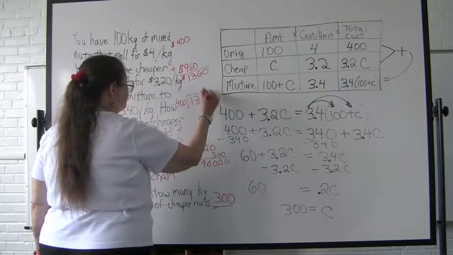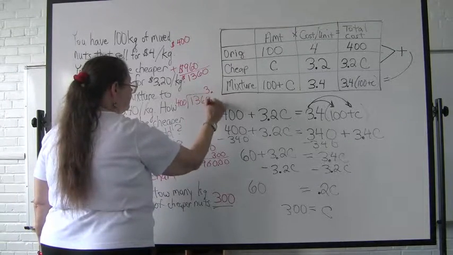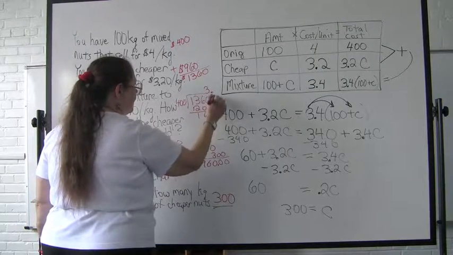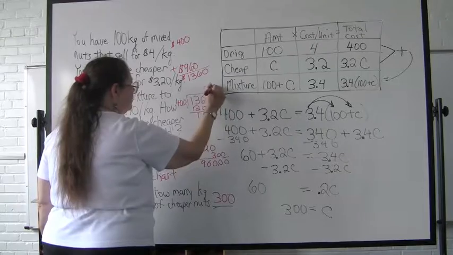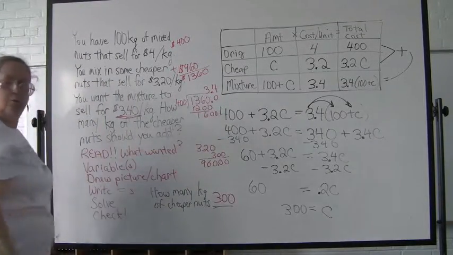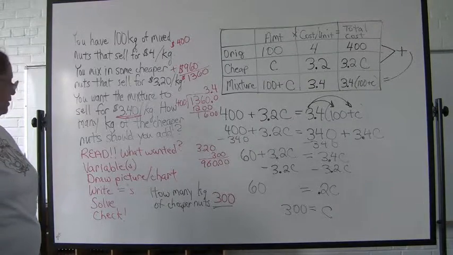Okay, so that's going to be 3, add a zero, $3.40. And that's exactly what the problem wanted. Okay, so our answer is correct.